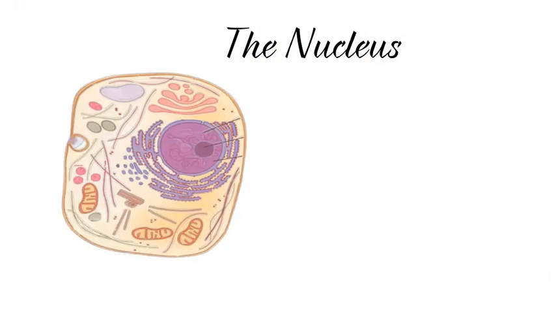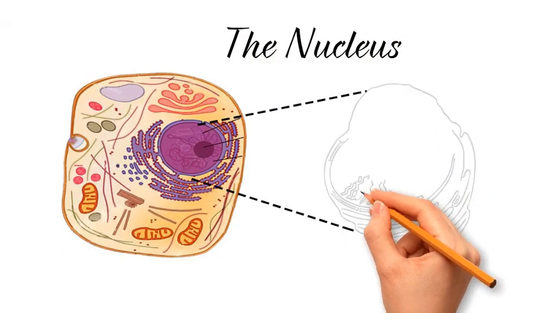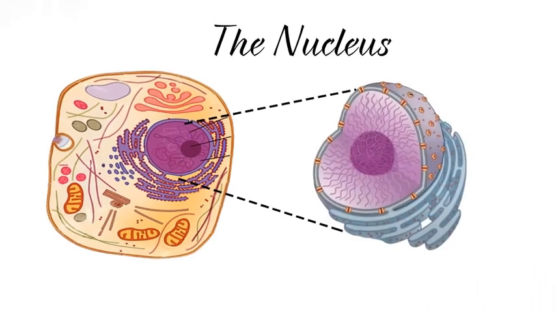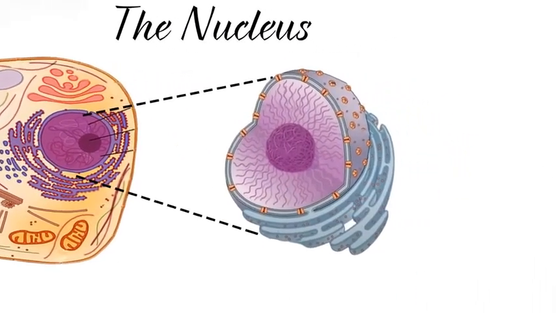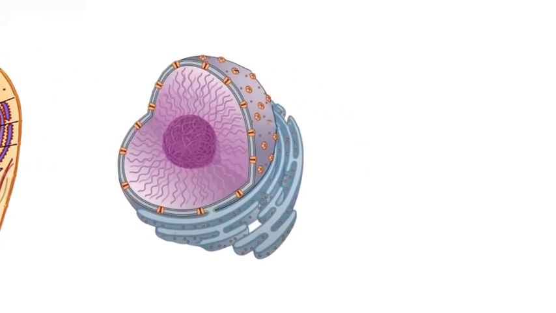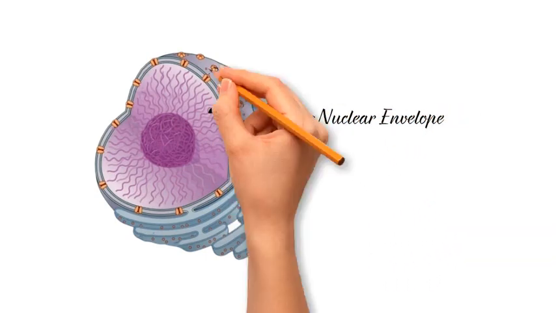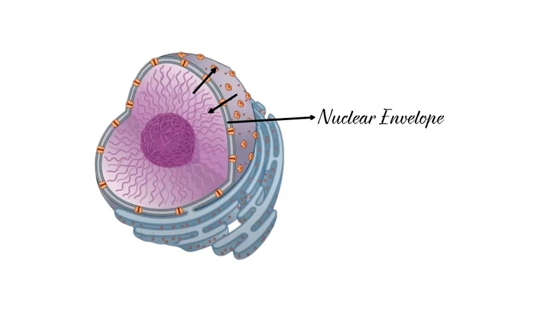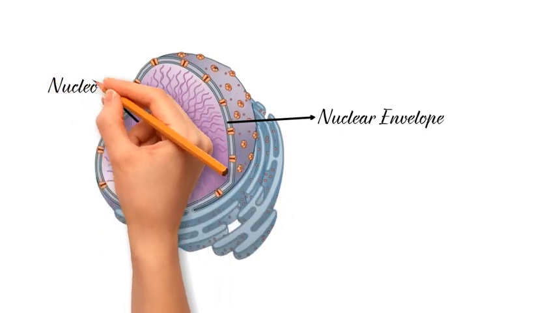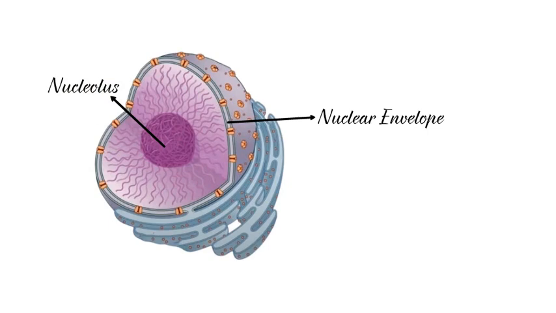Now, to the last and a very essential organelle in the cell, we'll talk about the nucleus. The nucleus is the control center of the cell, and is often referred to as the cell's brain. It contains the cell's genetic material, DNA, which is responsible for controlling the cell's activities. The nucleus is surrounded by a double membrane called the nuclear envelope, which helps to regulate the movement of materials in and out of the nucleus. The nucleus also contains the nucleolus, which is involved in the production of ribosomes.